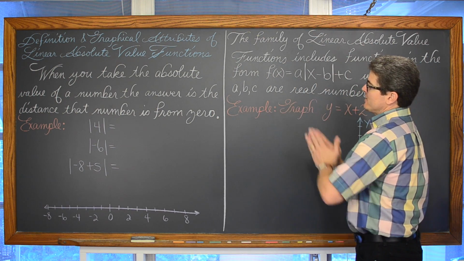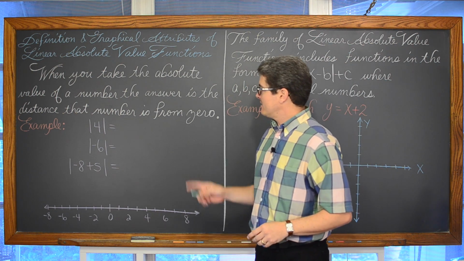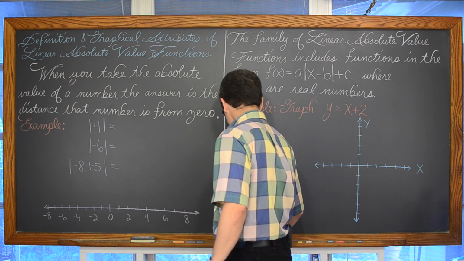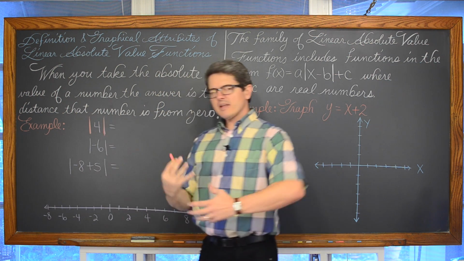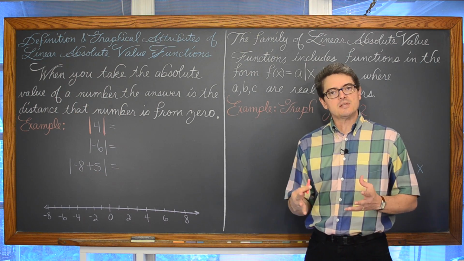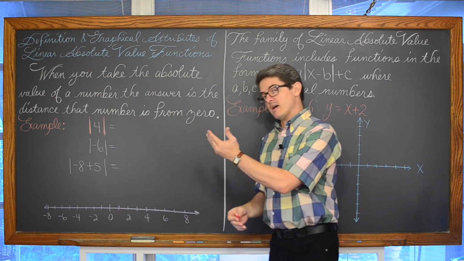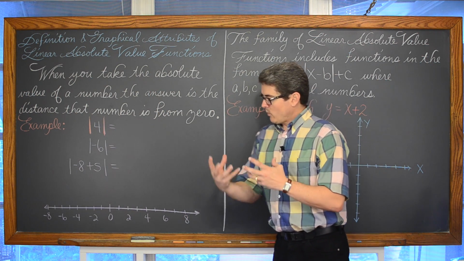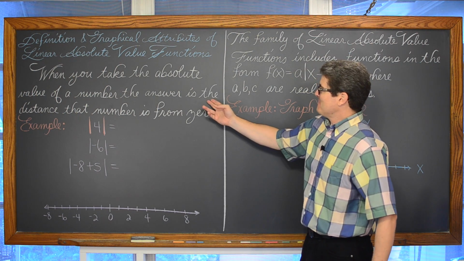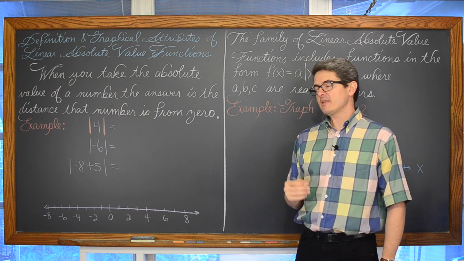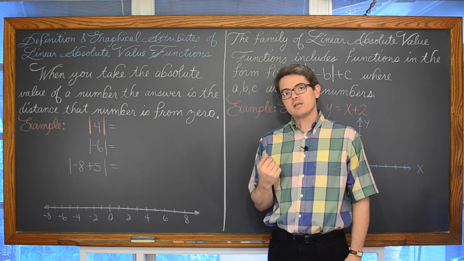Okay, so the definition, or just simply what is an absolute value function? The absolute value function is identified by a pair of straight lines. They're kind of like a grouping symbol, like parentheses or brackets, but these grouping symbols are long straight lines on each side of an expression. What does that say? When you take the absolute value of a number, the answer is the distance that number is away from 0. So the absolute value function gives us a distance.